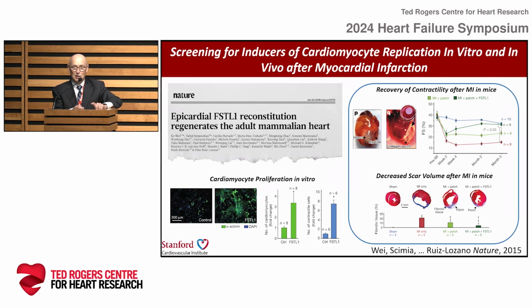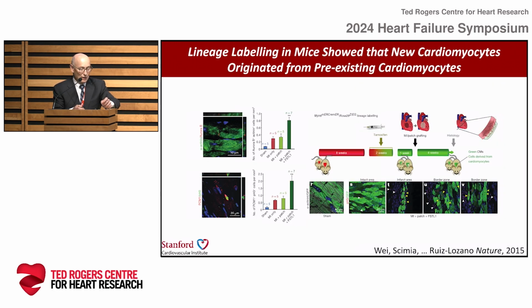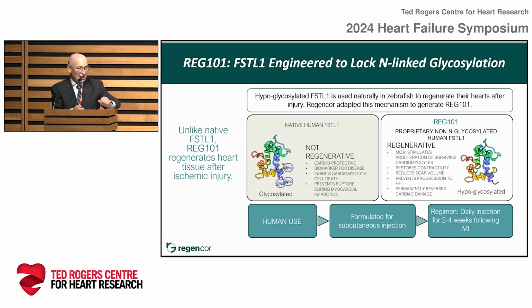She basically fractionated media and found that that protein is follistatin-like 1. It promoted replication, and when put back into mice, it would restore cardiac function after acute MI, and that's what you see in this slide, published back in 2015. The cells that are regenerated are from pre-existing cardiomyocytes. So what is follistatin-like 1?